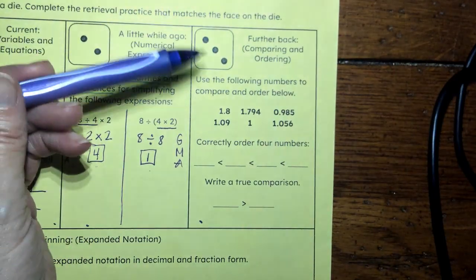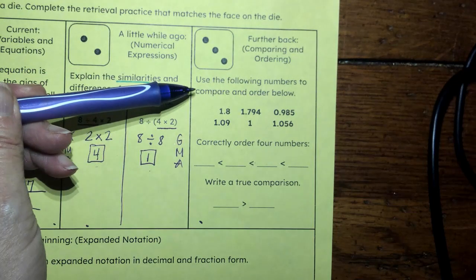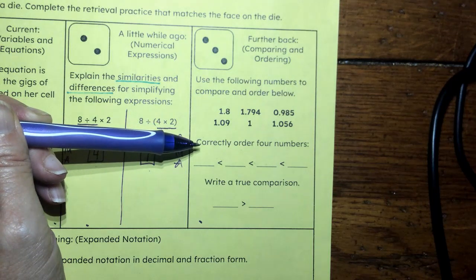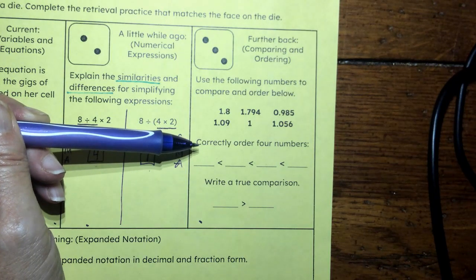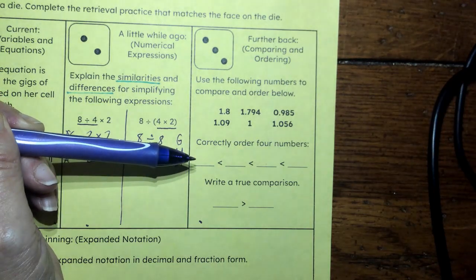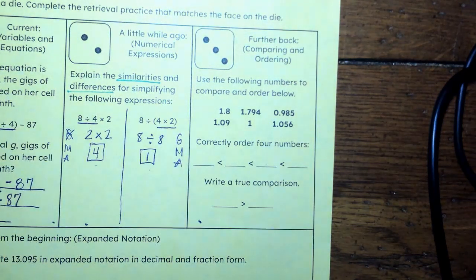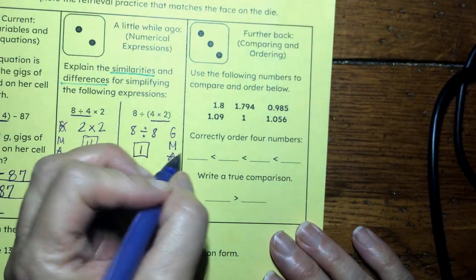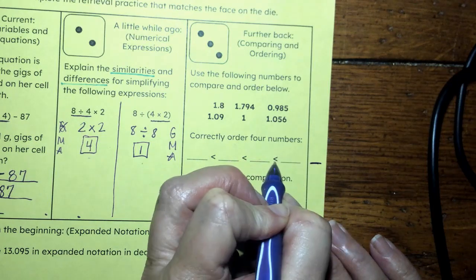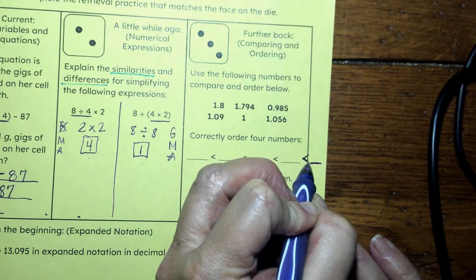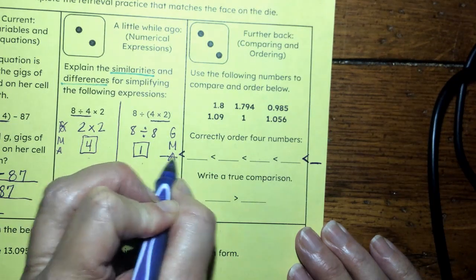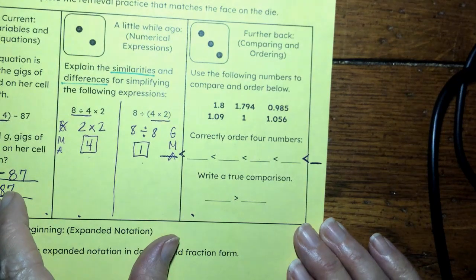Okay, for number 3, use the following numbers to compare and order. So you have these numbers listed here, and what I want you to do is correctly order these 6 numbers from least to greatest. So what I'd like you to do is add another blank with another inequality symbol. And then if you'll add 1 in the front, that will help you order these from least to greatest.